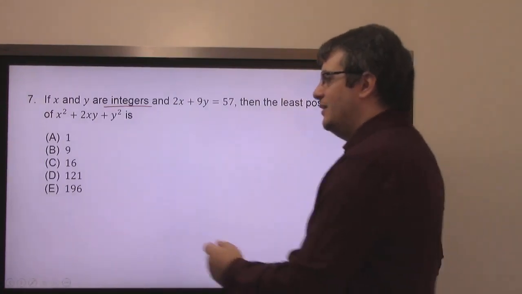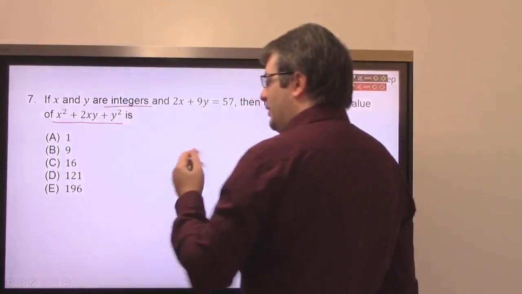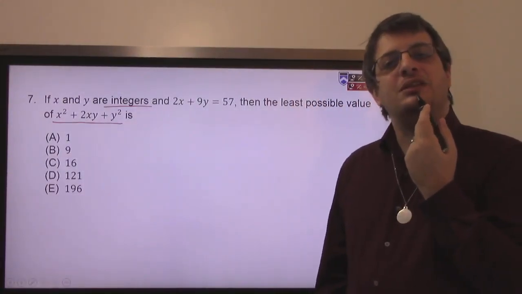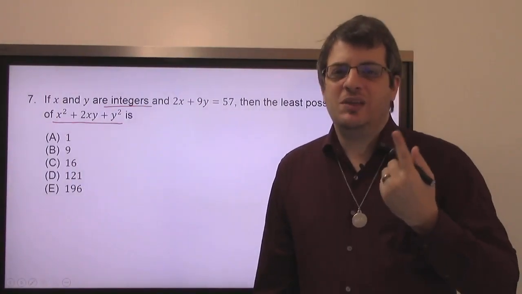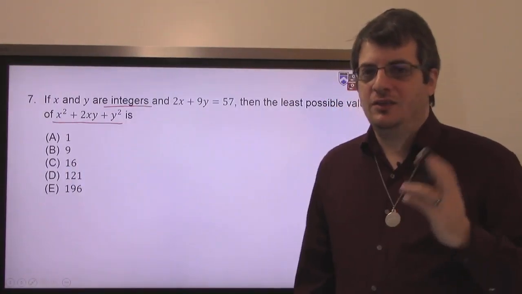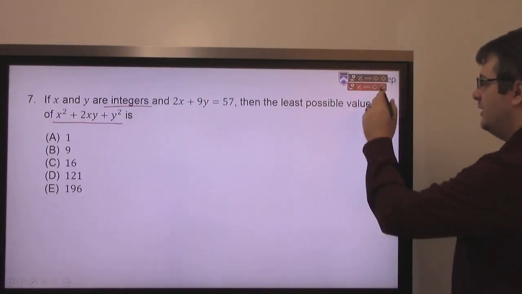And of course, you notice they squared this, right? This is x plus y squared. Why would they do that? Why would they square it? Again, maybe they're hiding a negative, right? Interesting. Let's find a solution.